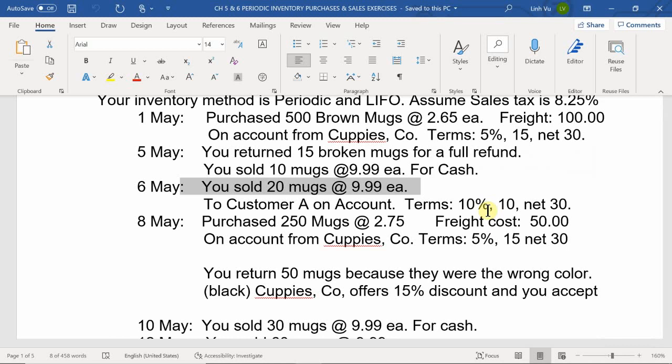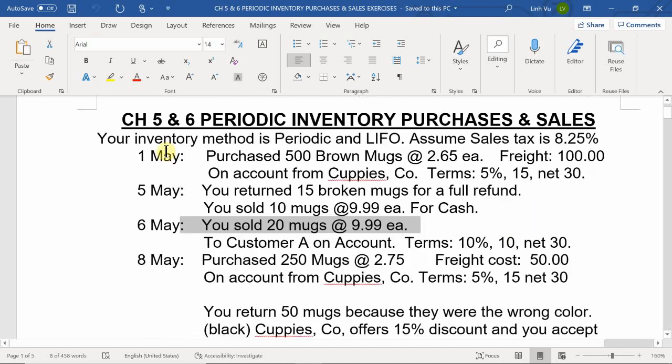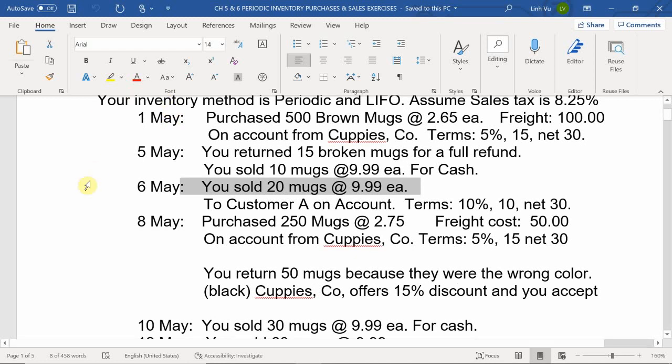So then here we have, on May 6th, that you end up selling 20 more mugs. But this time you sold these 20 mugs to customer A on an account, and you gave this customer A terms.